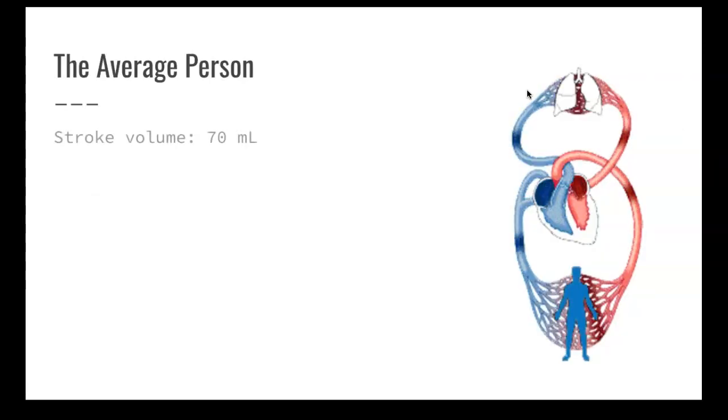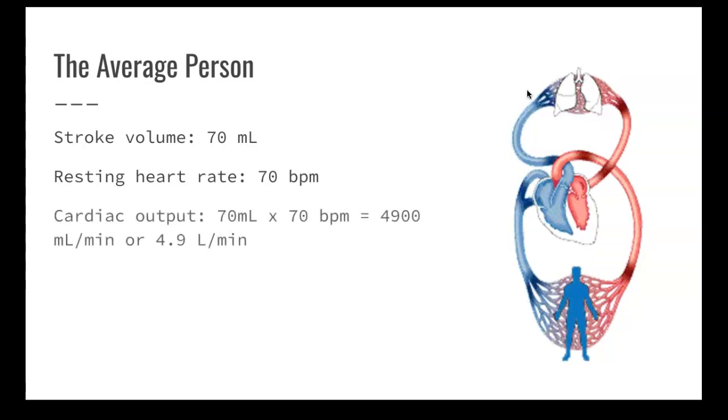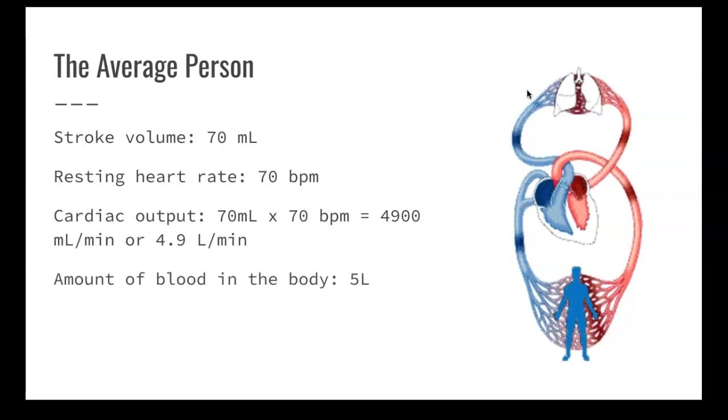So with that being said, if we normally have a stroke volume of about 70 milliliters, and the average resting heart rate for an individual is around 70 beats per minute, to figure out our cardiac output, we would multiply 70 by 70, which is 4,900. So our cardiac output of an average person at rest would be around 4.9 liters per minute, or 4,900 milliliters per minute. And we have about 5 liters of blood in our body in total.